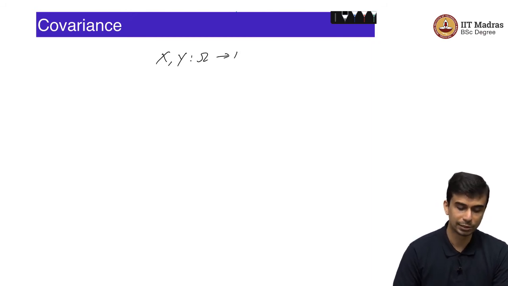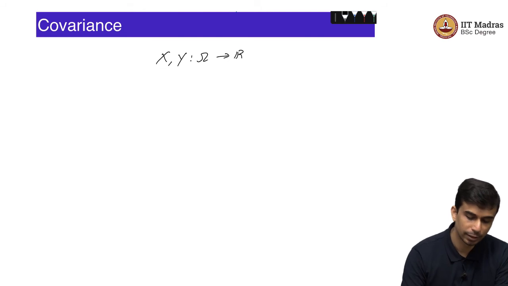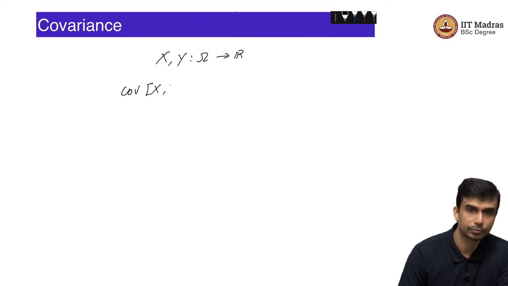Finally, we will move on to the next topic, which is covariance. Let us say you have two random variables X and Y from omega to R.